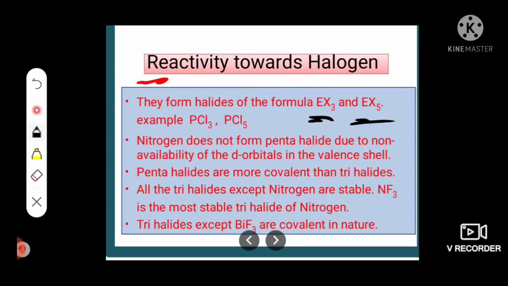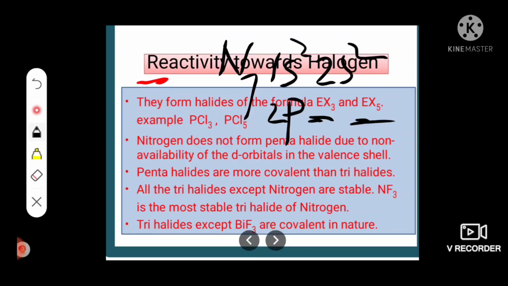And what is the reason for that? Because it has no vacant d orbital in the valence shell. The atomic number of nitrogen is 7 and its electronic configuration is 1s2, 2s2 and 2p3. So there is no vacant d orbital in the valence shell. That is why it does not form pentahalides.